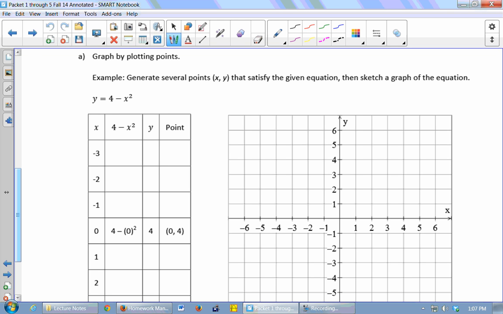Okay, so if you put a -3 in for x here, what do you get? You get 4 minus -3 squared. Well, what is -3 squared? 9. Because when you do -3 times -3, you get positive 9. And then 4 minus 9 is -5. So the point on my graph is -3, -5. And so then I could plot it by going left 3, down 5.